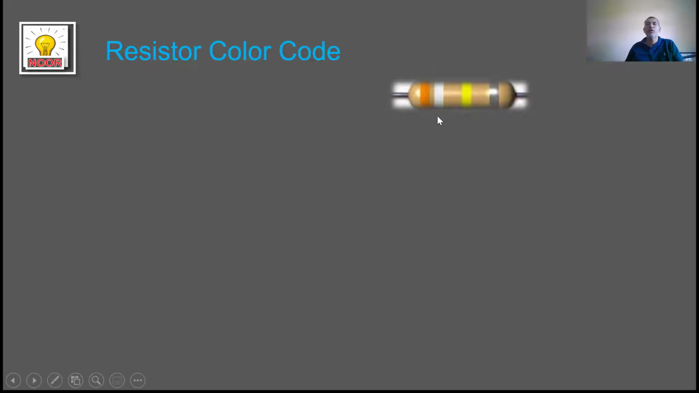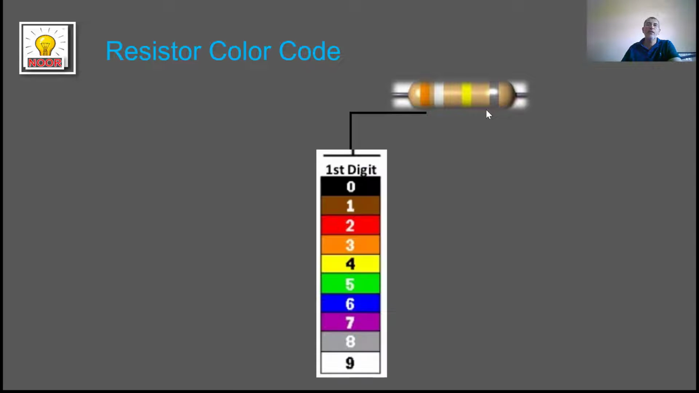This is just an example of a resistor that has 4 bands, and sometimes from the bands you want to know the value of the resistor. So from the colors that you have here, we're going to use a color chart just like that.